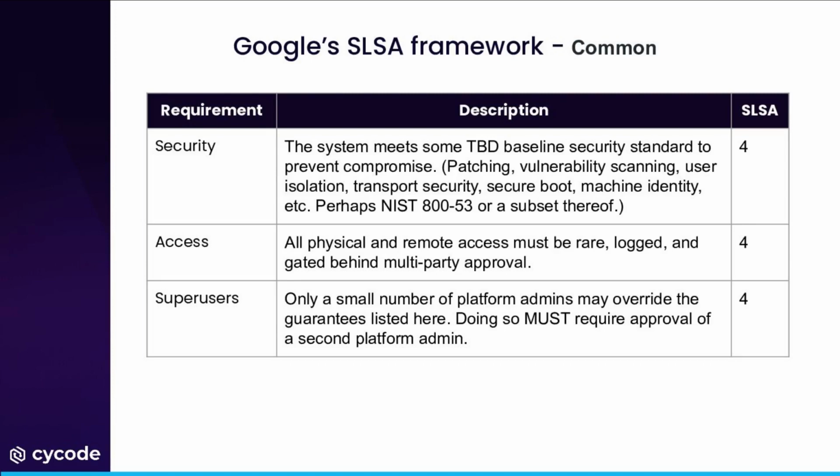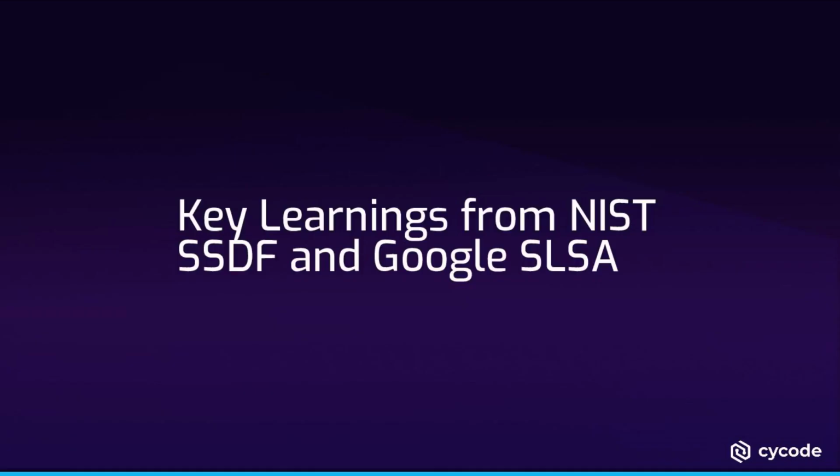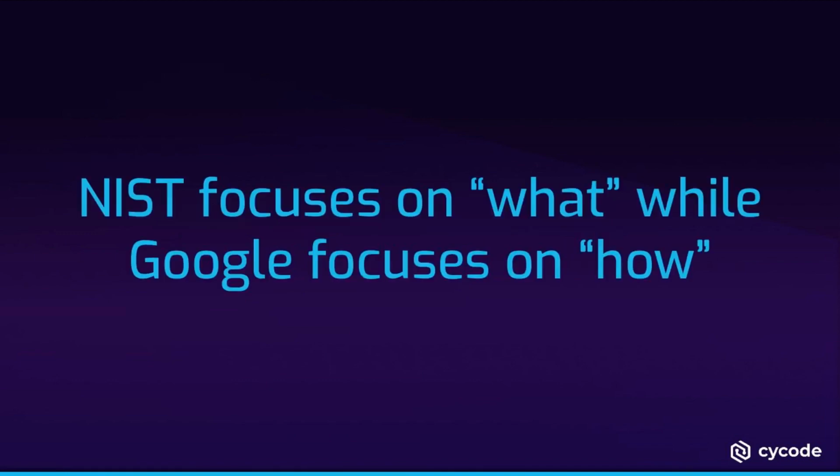The key with these common requirements is oversight. Basically, no one user should be able to corrupt an organization's code single-handedly, and that is ultimately the goal of it all. One can make an argument that it is an extension of zero trust, but we won't get into that here. Now, the key learnings from the NIST SSDF and Google SLSA are as follows.